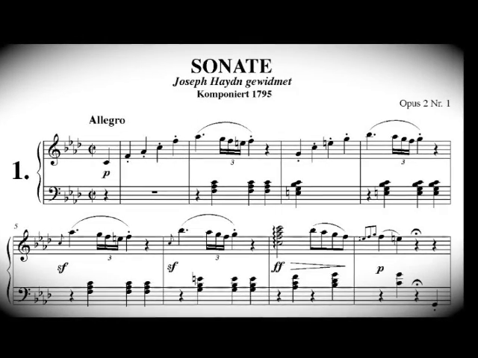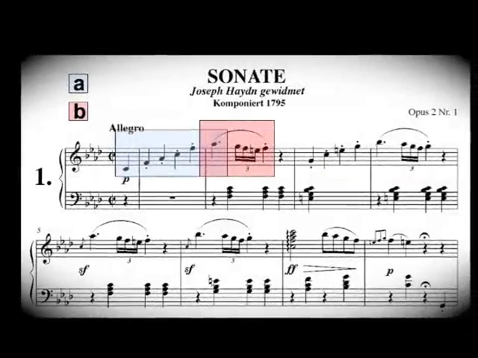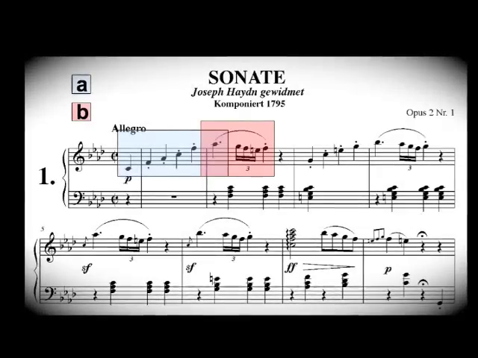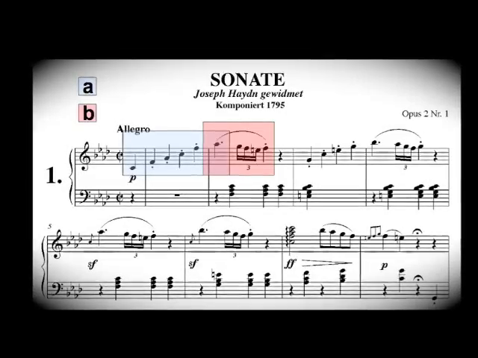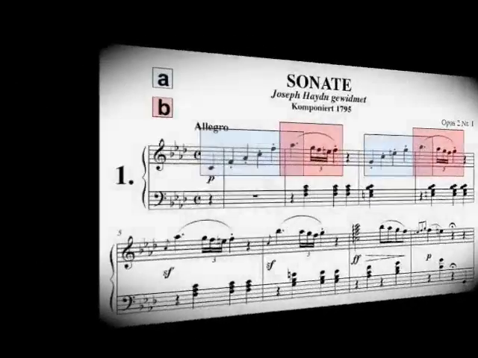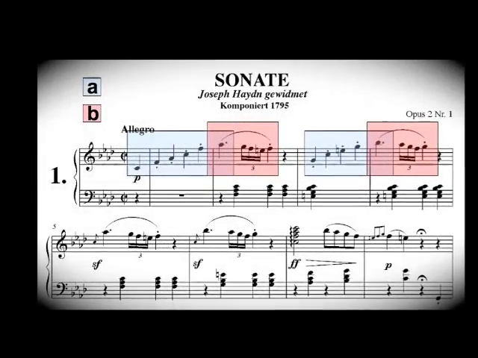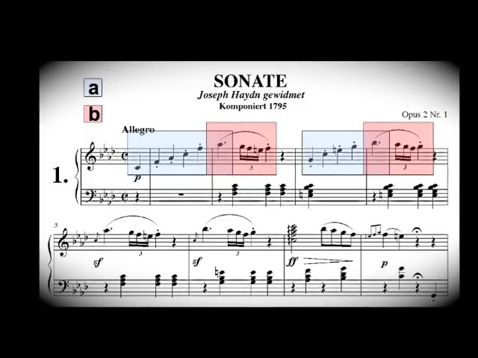The traditional analysis divides the basic idea into two parts: A and B. The rest of the phrase structural analysis continues as follows. The two-bar basic idea, composed of motives A and B, is repeated a tone higher and supported by dominant harmony.